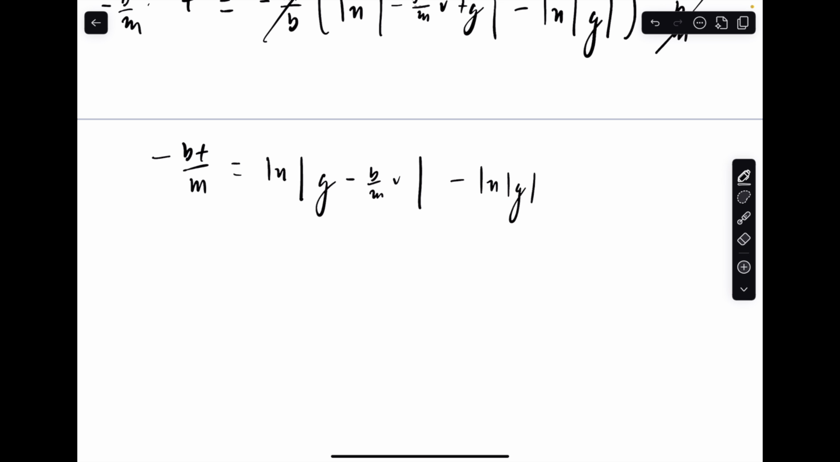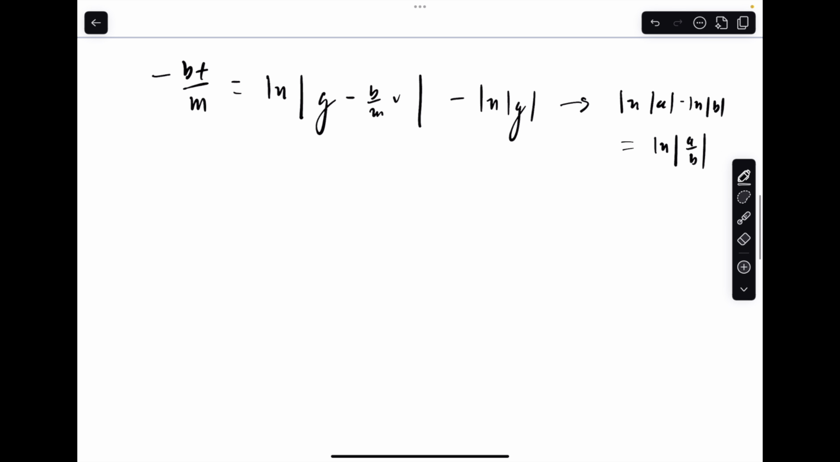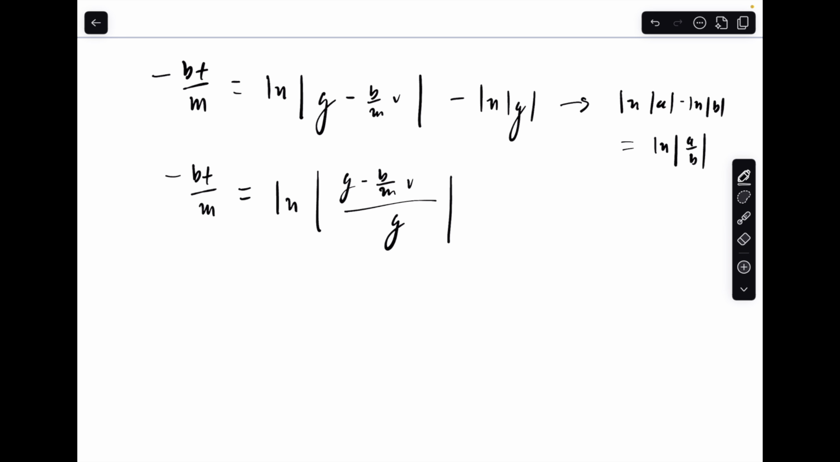Now if you can remember your properties of logarithms, ln a minus ln b, where a and b are just arbitrary numbers, is equal to ln of a divided by b. So now we're going to turn that into one natural log: ln of g minus b over m v, divided by g. Now that's one natural log, but I don't want to have the natural log there. I want v as a function of time, and this is my v as a function of time right now. Like I said earlier, I'm just writing it as v for simplicity.